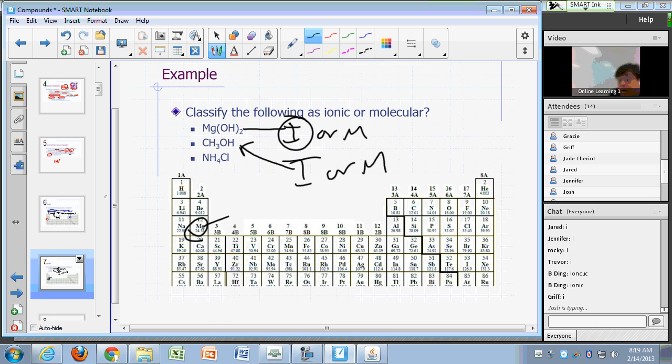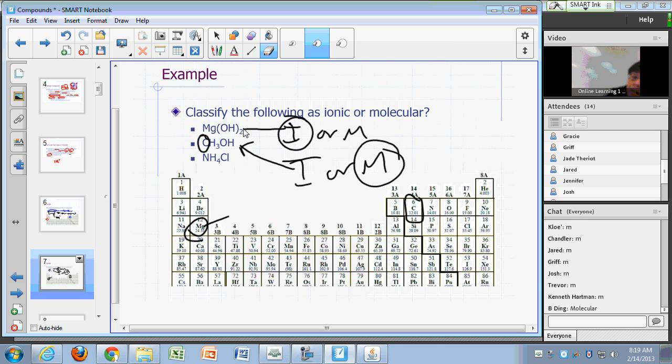Do you see a metal at the beginning? Carbon. Or do you see NH4 at the beginning of the formula? CH3OH, the beginning of the formula has carbon in it, which is a nonmetal, right? And there's no NH4, so that means it's molecular.